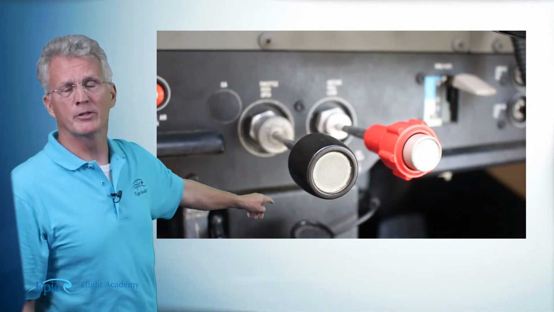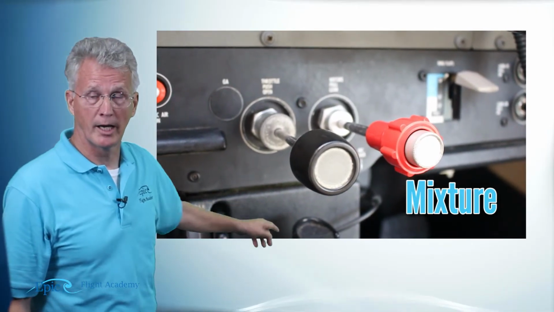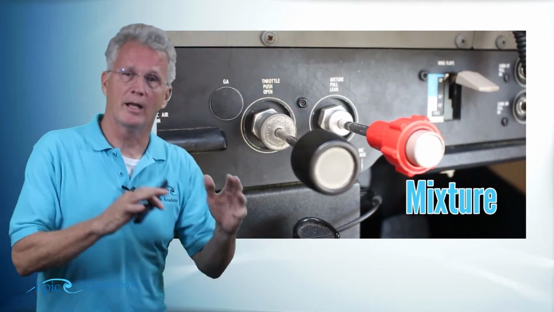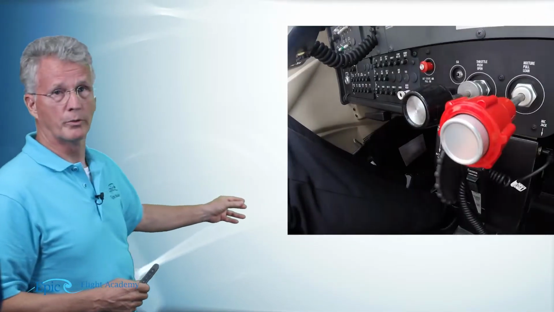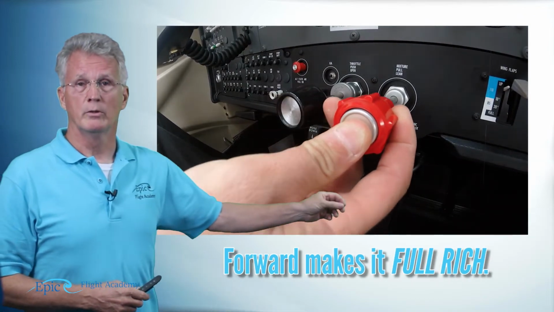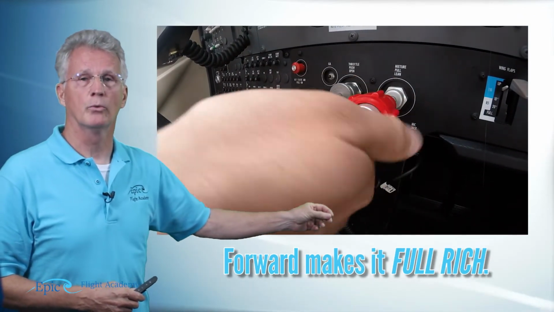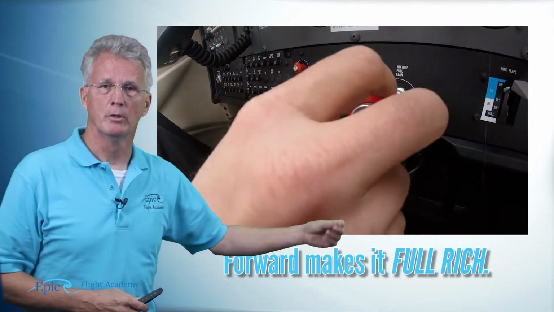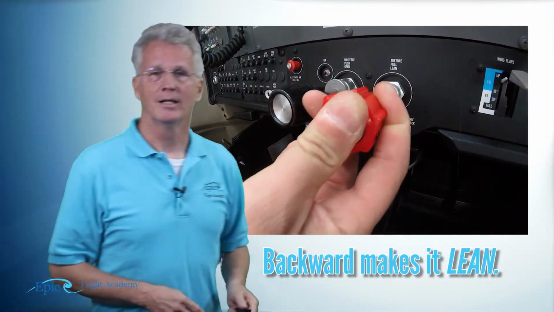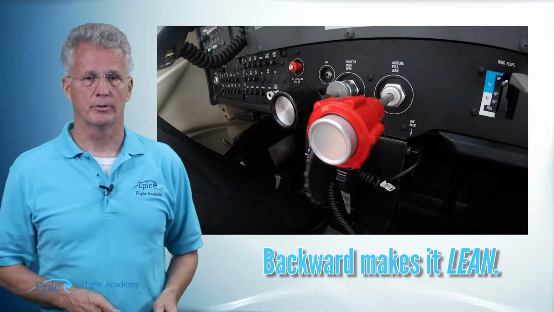The second one is this red knob. Pilots refer to this as the mixture knob. What is it mixing? It's mixing fuel and air. And we'll talk about that in just a second. Again, your flight instructor will work with you on this control. Pushing the mixture forward is what we call a full, rich mixture. Pulling the mixture aft is what we call a lean mixture.